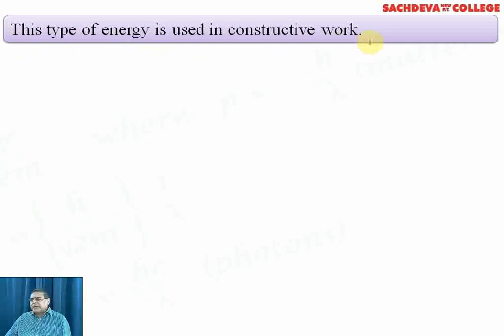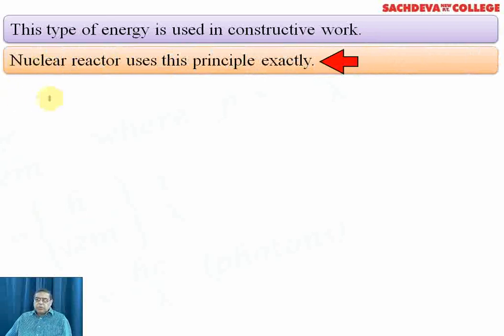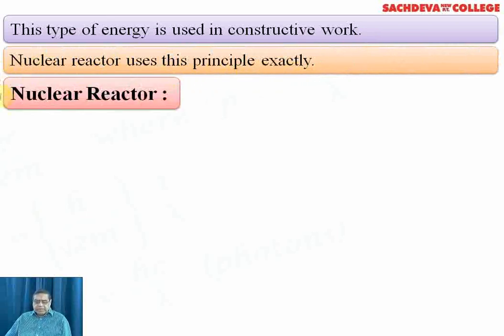So there are different types of reactors which are doing this constructive work. That is, we are getting certain megawatts of electricity. A nuclear reactor uses exactly this principle. We have to refer to the nuclear reactor, which has three parts.